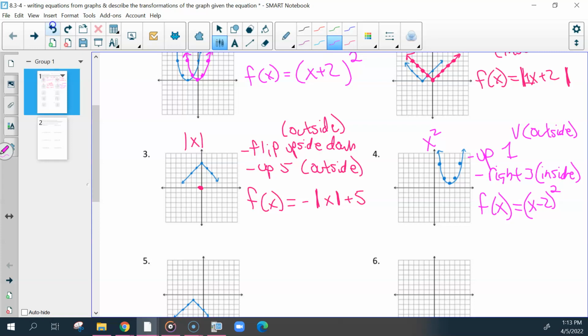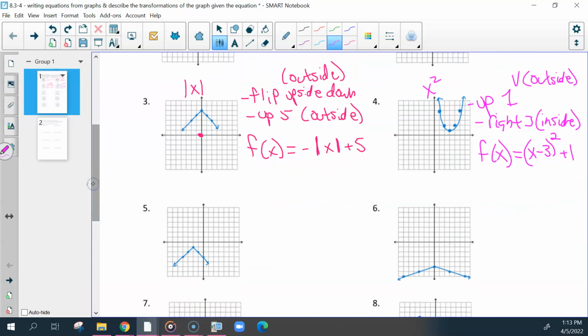Oh, this was very good. And then up 1, how would you write that? Plus 1 on the outside of the parentheses. So x minus 3 inside, squared, plus 1 on the outside. Question on that one before we do 5?